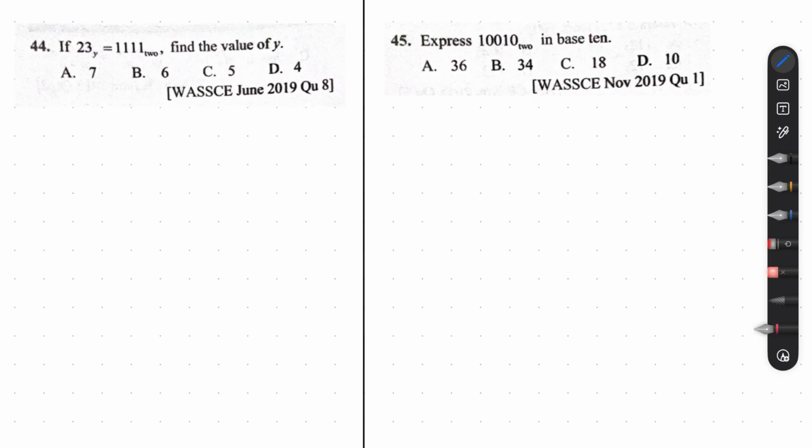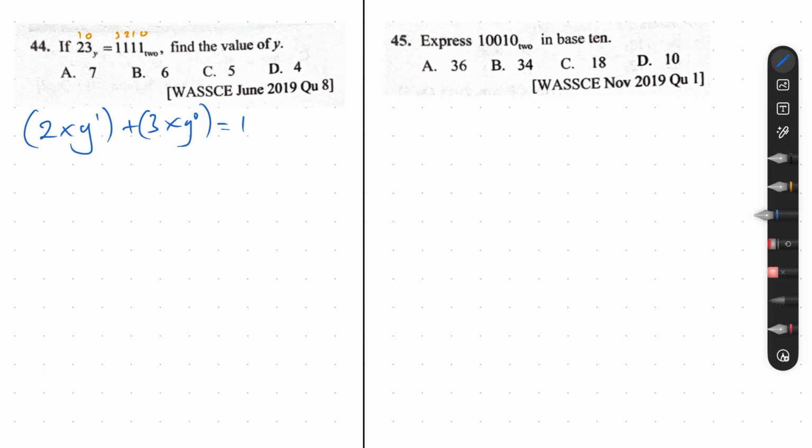It says if 23 base y is equal to 111 base 2, find the value of y. So we just need to convert everything into base 10. Okay, then we equate. Okay, so how do you convert this? We know how to do it, right? First label 1 0 1 2 3 similar 0 1, then we convert to base 10. Okay, so 2 times y exponent 1 plus 3 times y exponent 0 give us what?